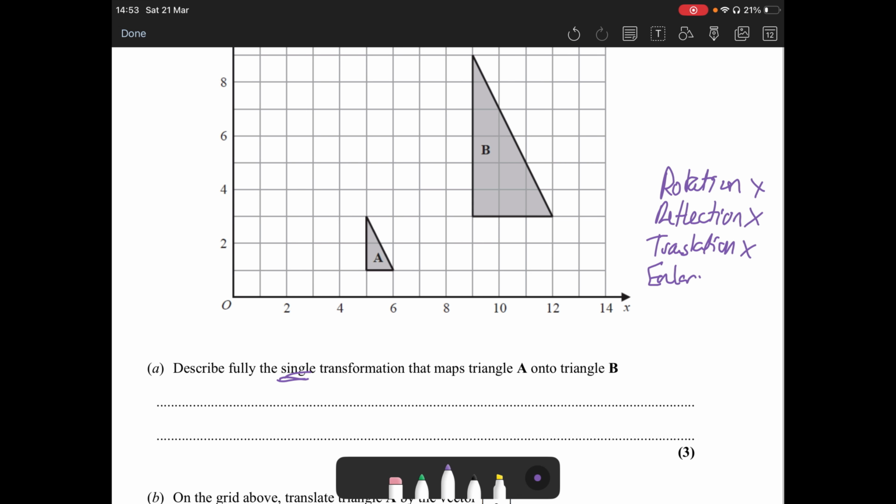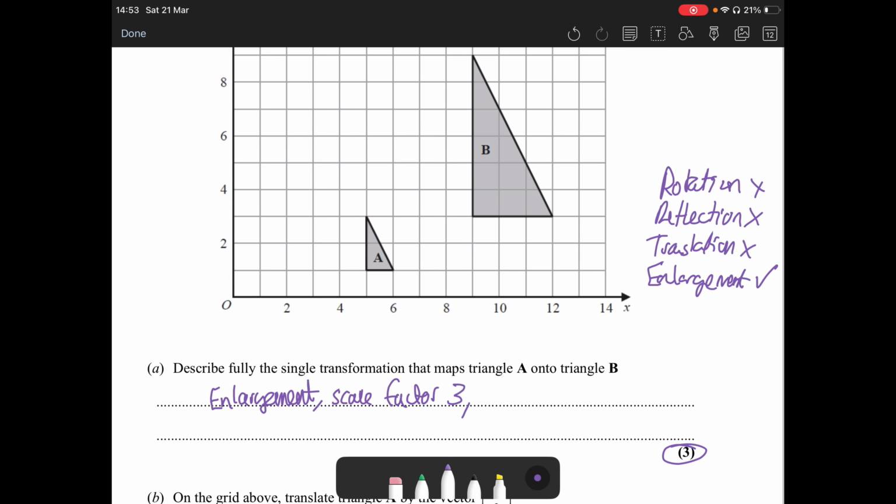It's an enlargement. The moment you say two of these, even if one of them is enlargement, you get 0. You're only allowed to say one of these 4 words if it says single. Only if it says, let's mix and match, can you do that? So we are going to start by saying it is an enlargement. This is a 3 marker, so we've got to say 3 things. Scale factor 3, because the lengths are 3 times bigger. Again, you just have to compare one of the sides to notice that.